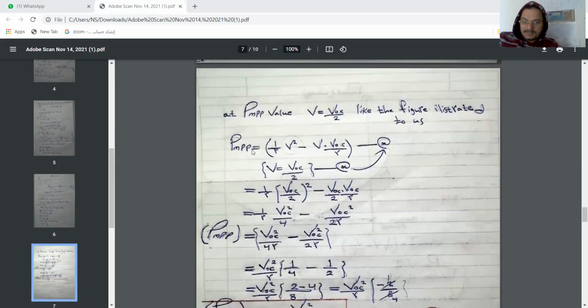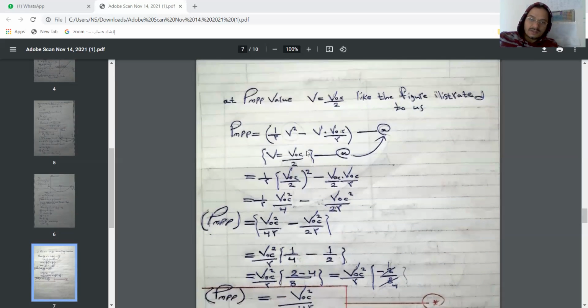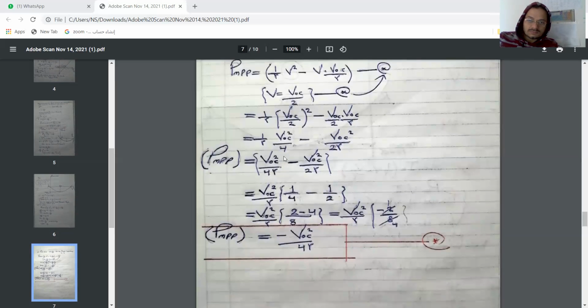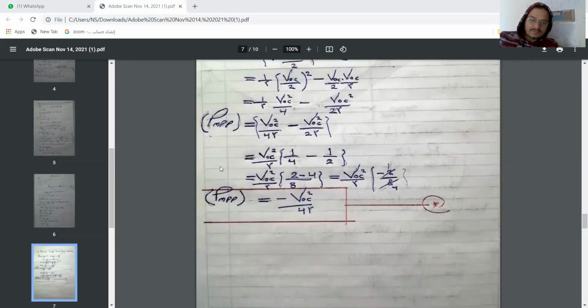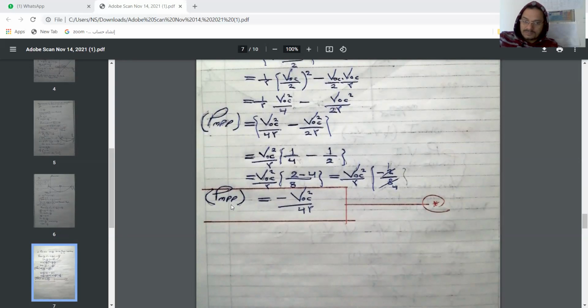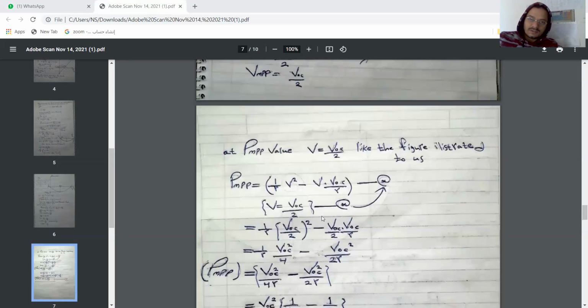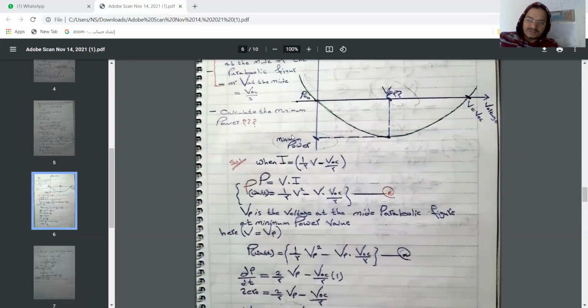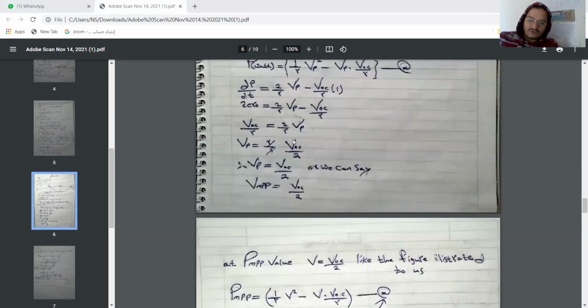Now Pmpp equals the same equation, because P actually equals V times I, but here V equals VOC on 2, so we will put VOC, V open circuit divided by 2, in place of V in these two places. The last result: Pmpp, the minimum power point, equals minus VOC squared divided by 4R.